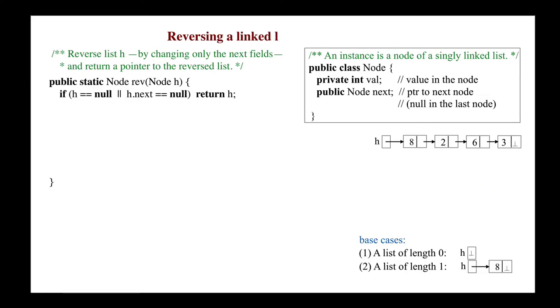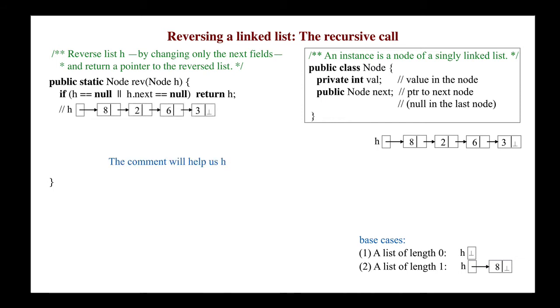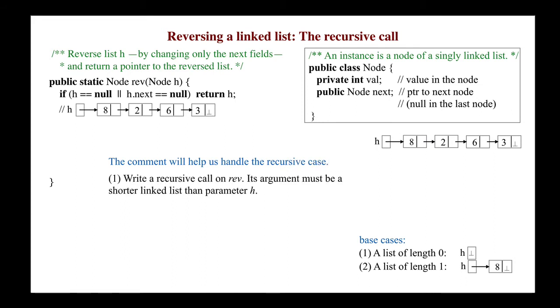We now deal with the recursive case. After the code for the base case, we place a comment that shows an example of linked list h. We handle the recursive case in 3 steps. Step 1. Write a recursive call on function rev. Its argument must be a shorter linked list than parameter h so that progress towards termination is made. Step 2. Since rev is a function, assign the value of the call to a new local variable, say r.